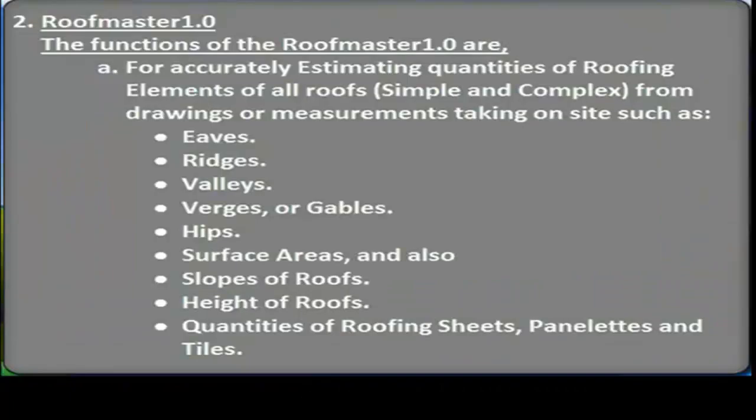2. Roofmaster 1.0. The functions of the Roofmaster 1.0 are: A. For accurately estimating quantities of roofing elements of all roofs, simple and complex, from drawings or measurements taken on site, such as eaves, ridges, valleys, verges or gables, hips, surface areas, and also slopes of roofs, height of roofs, quantities of roofing sheets, panelets and tiles.